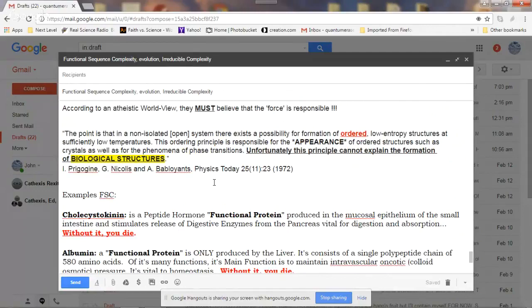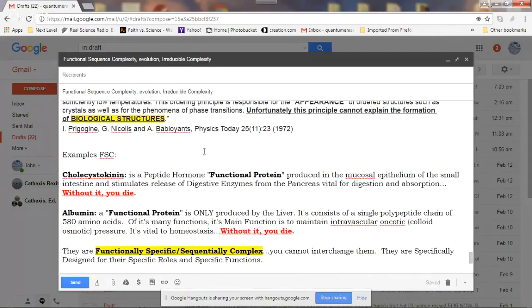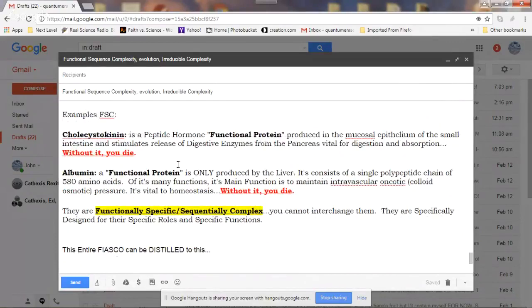Unfortunately, this principle cannot explain the formation of what? Biological structures, because it's functional. Biological structures are functionally sequenced in specified complexity. That's why. So a couple more examples of functional sequence specified complexity. Cholecystokinin is a peptide hormone, or functional protein, produced in the mucosal epithelium of the small intestine and stimulates release of digestive enzymes from the pancreas that are vital for digestion and absorption. Without it, you die.